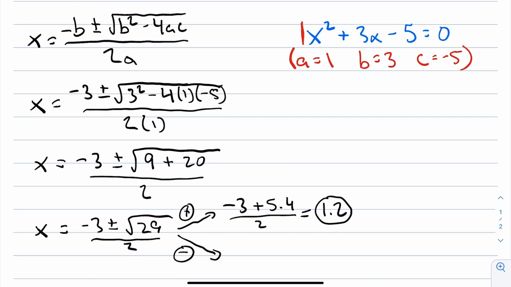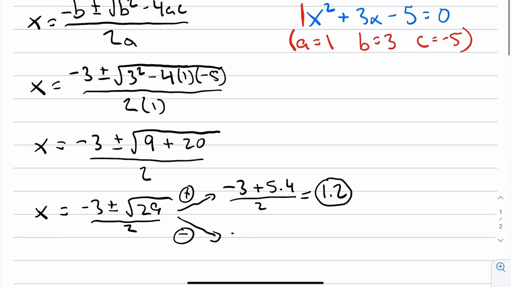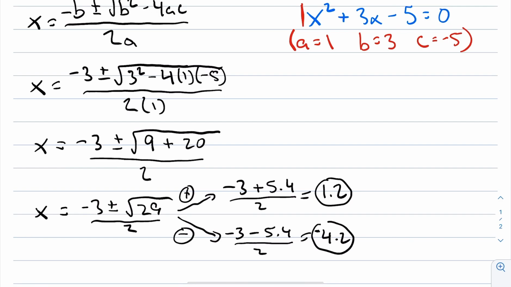And then the other one, we'll do -3. Now we're going to subtract the 5.4, or the square root of 29, divide that by 2, and we get 4.2, and that should be a negative value. Okay, so it's -8.4 over 2, which is -4.2. All right, so those are our 2 answers.